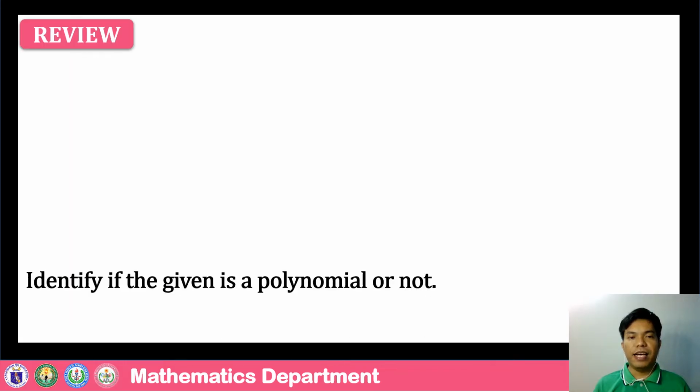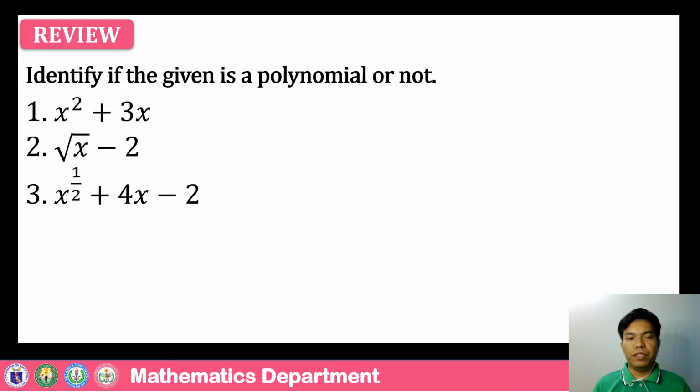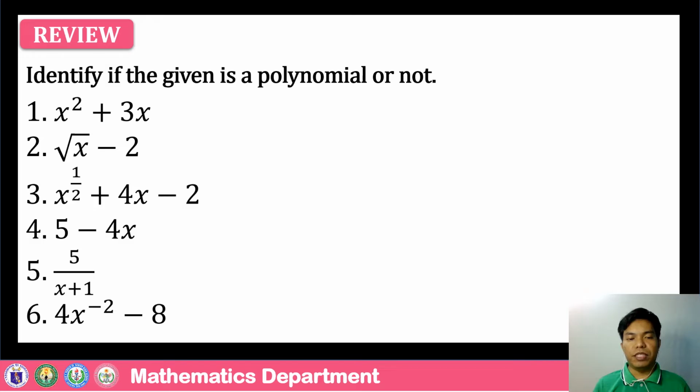Before we proceed, let us have a short review about polynomials. Identify if the given is a polynomial or not. Number 1, x squared plus 3x. Number 2, square root of x minus 2. Number 3, x raised to 1/2 plus 4x minus 2. Number 4, 5 minus 4x. Number 5, 5 over x plus 1. And number 6, 4x raised to negative 2 minus 8.